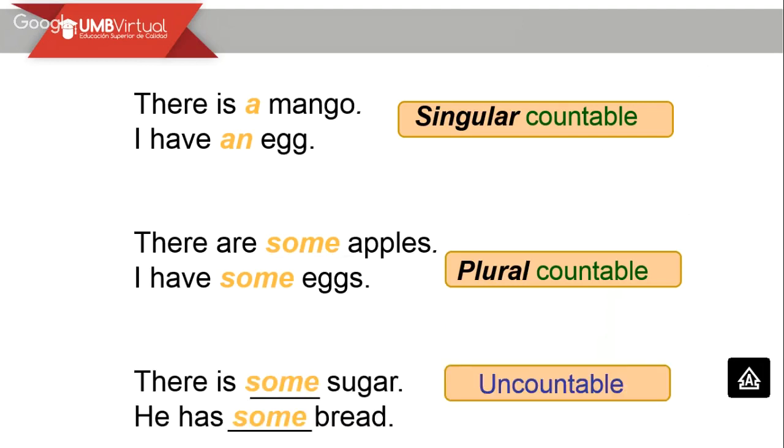Later on, we had uncountable nouns. There is some sugar and he has some bread. In those two examples that you can see right here, some is used with an uncountable noun in the first one, and in the second one as well. Remember that here in our country, in Colombia, it is common to say when you go to the bakery, puedes darme por favor un pan, dos panes, and that is okay, like here in our context.